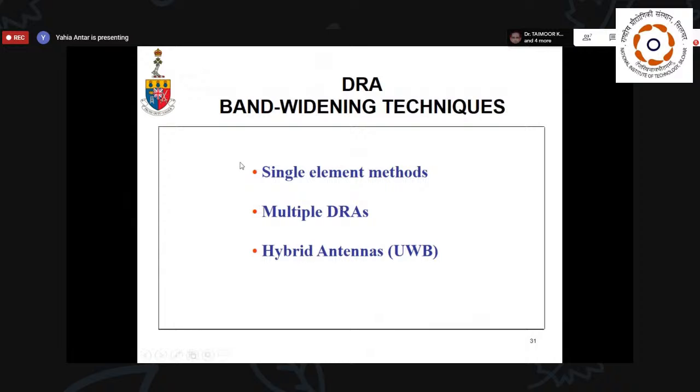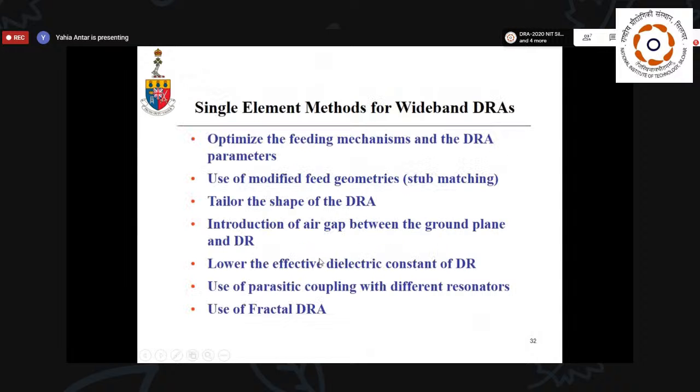Band widening techniques, you have seen some of the designs here, so I'll go through some of this quickly. As I say, there will be a repetition here in reference to previous speakers, but you can use a single element method to increase the bandwidth. You can use multiple DRAs, and then the hybrid antennas here, where I will show you that you can actually have quite considerable bandwidth. So this is a summary of the techniques used for DRAs, single element. And as I said, you might have seen many examples of this here.